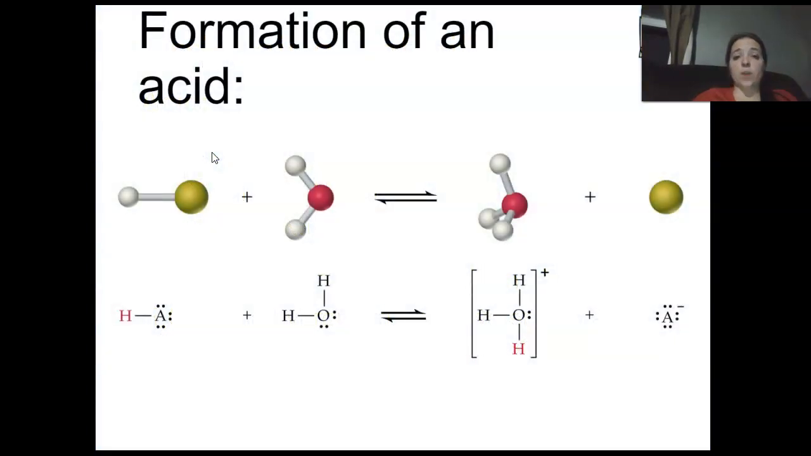So looking at this is, again, a formation of an acid. You have your acid, so it's a hydrogen connected to something. In water, two unshared pairs. The hydrogen pops off, leaving its electron there, and floats over and attaches to the water to make the hydronium. And then you have the negative ion over here.